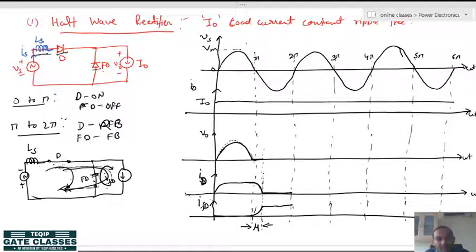Now, what will happen after this mu? Let me mark here. This is mu. From pi to pi plus mu, what will happen? This diode will still remain on. Hence, the voltage across the diode will be 0. All right. Then after this, the freewheeling diode will conduct, and the output voltage is 0. No problem with that. Then at 2 pi, what will happen?